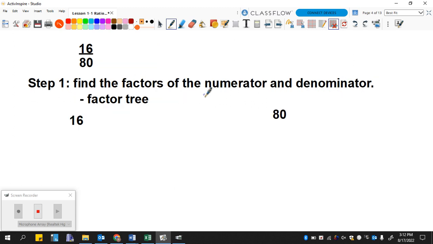So sometimes we can find the factors of the numerator and denominator by using a factor tree. So 16 would be 4 times 4. We reduce the 4 times 4 down into 2 times 2. Bring this times down, so times, and then we do 2 times 2 again, okay? So we have 2 times 2 times 2 times 2 is 16.